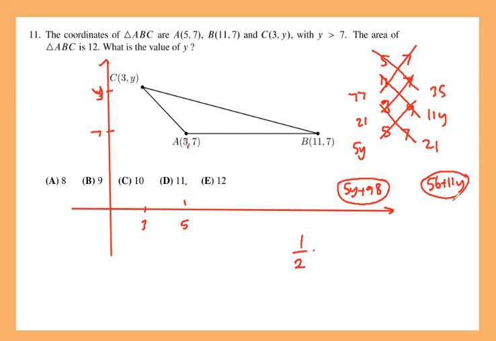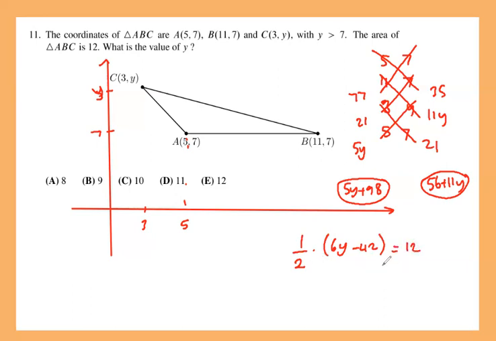So you can subtract this from this or this from this, but you're going to take the absolute value. So I'll take this minus this. If you subtract 5 from 11, that will be 6y, and 56 minus 98, that looks like minus 42. So we should multiply this by 1/2 to get the area.